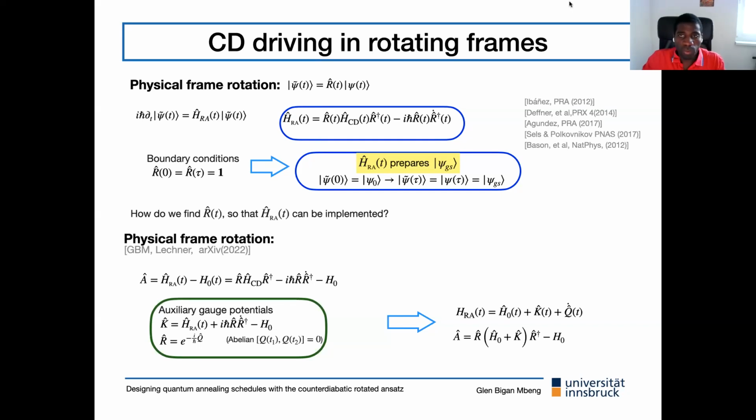So we consider this physical frame rotation, and we use it to introduce a rotated ansatz. So as we see, for now a formal prescription would be to just see what will be the gauge potential associated with this Hamiltonian.